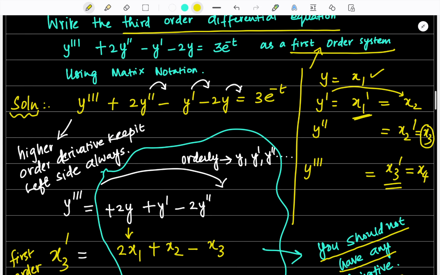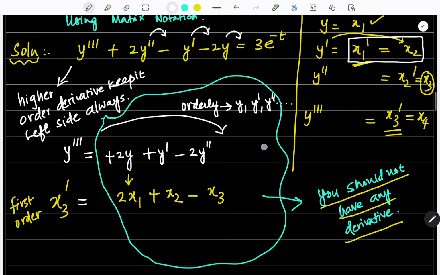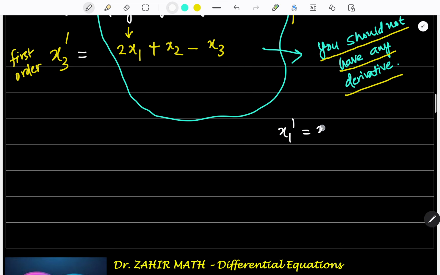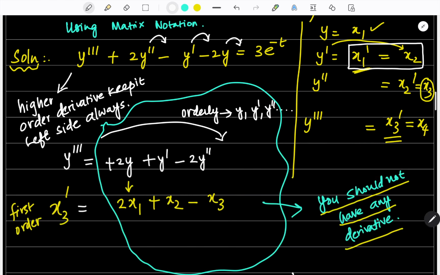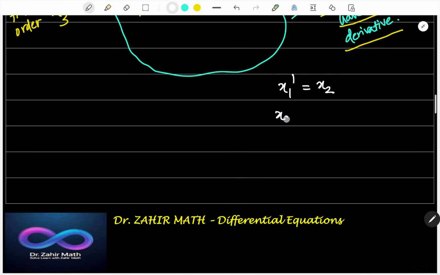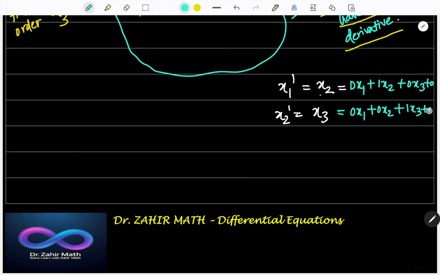We already have here x1 dash, x2 dash. Let me take this one. x1 dash is equal to x2. I will take this equation. Then I will take the next equation. x2 dash is equal to x3. But how am I going to write it? Just see over here. There is no x1, so 0 x1. There is x2, 1 x2. And there is no x3, it is 0 x3. And this equals, there is no x1 and no x2, and there is x3, which is 1 x3, plus 0 plus 0.